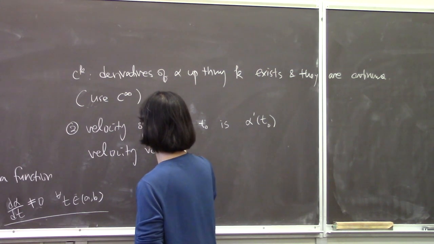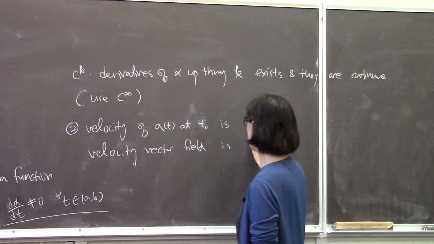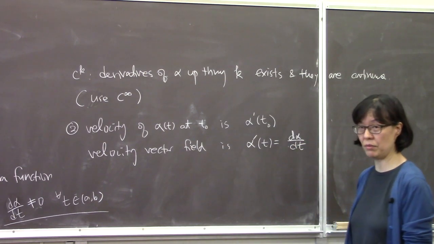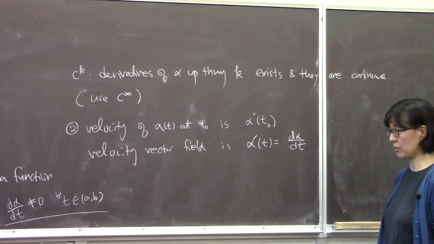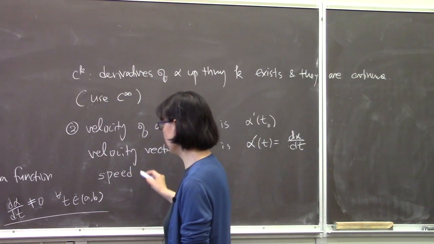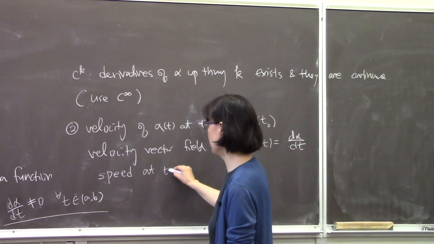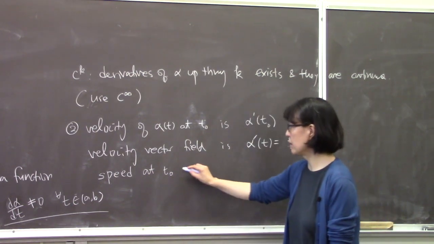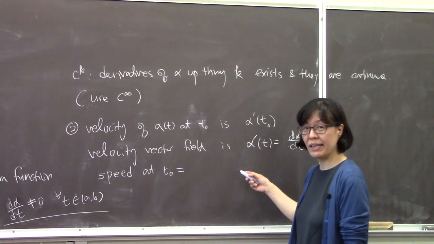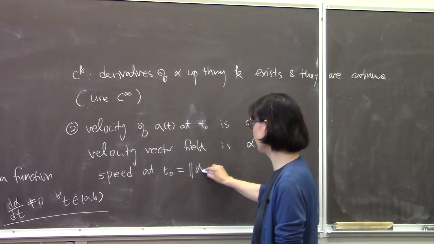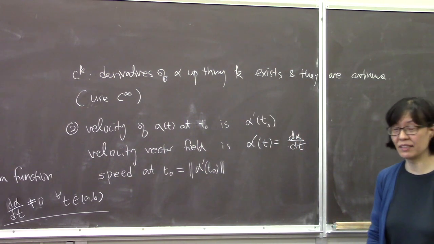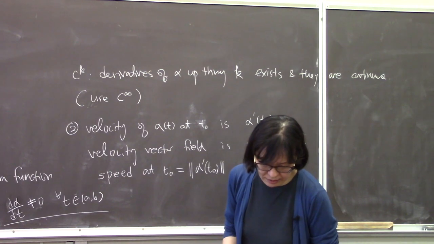vector field. It's just alpha prime of t. We use this notation as well, okay? If you let t vary, then that is the velocity vector field. And what is speed? At t zero, if you specify the time, then this is the magnitude of the velocity. Okay.